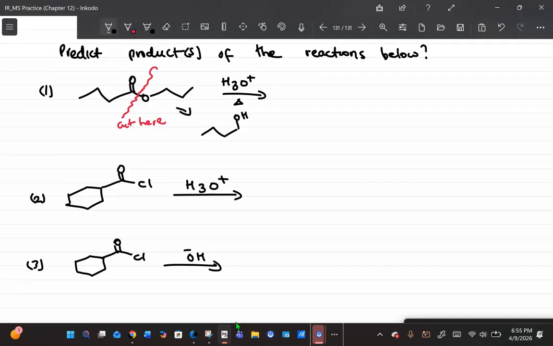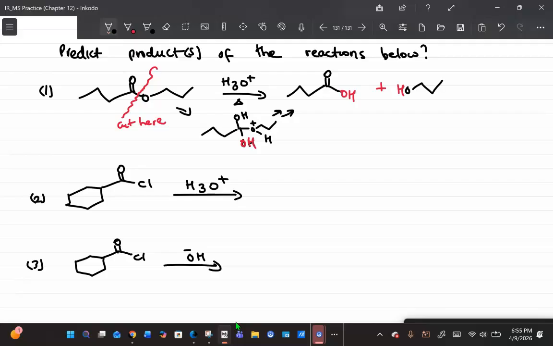This is acidic condition, so I expect all neutral, no negative charge. In fact, if there's any positive, it will have to be that of water. And then this at some point is going to be protonated. Collapse it. I should get an OH here, and the other part should give me an alcohol. It's an organic product, so you have to draw both.